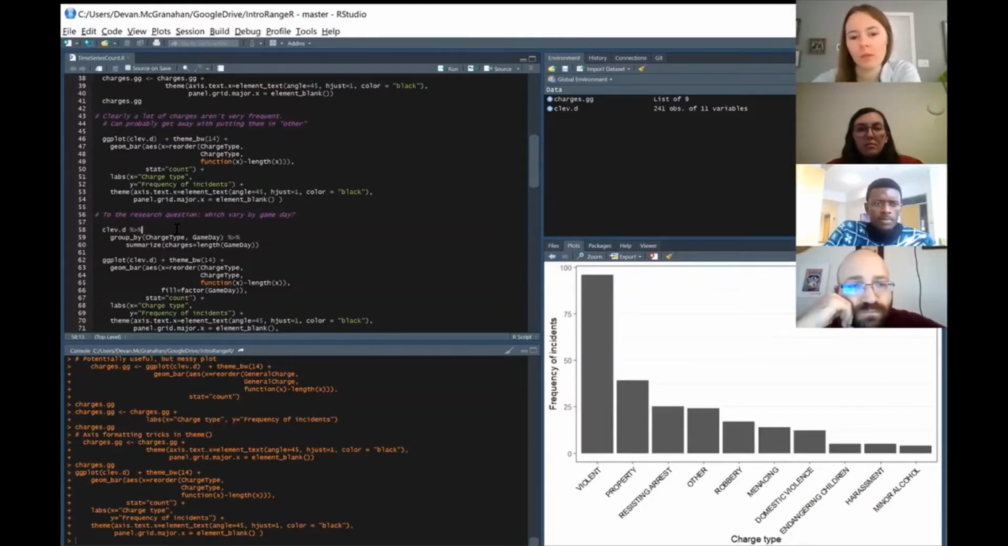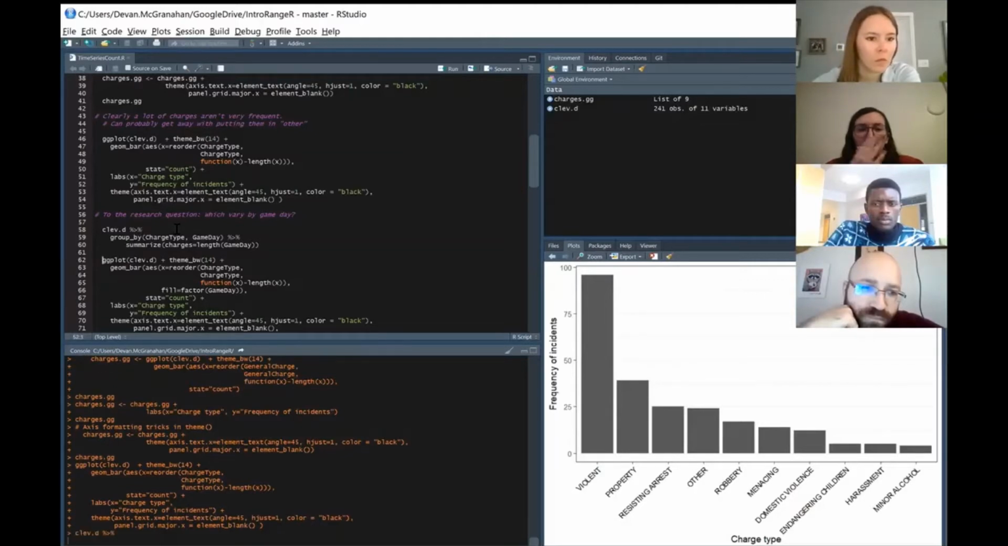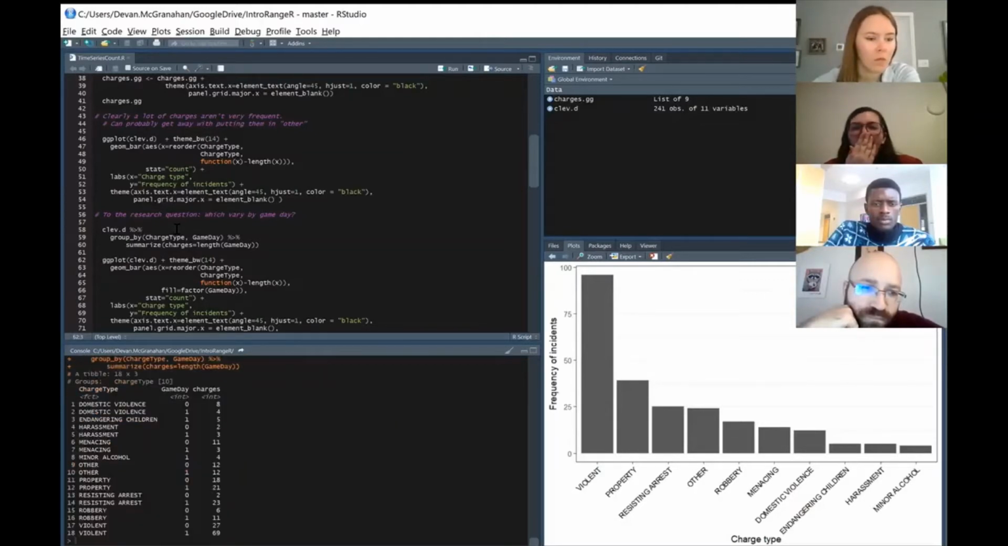Obviously, if we want to see how these go by game day, we want to calculate by that. You can see we're just going to group by charge type and game day using the dplyr pipes, pretty straightforward for the skills that we've already used. So you can go in there and you can see that game day for us is just listed as 0 or 1. It either is or it isn't. And you can see the number of charges there. Down charge type, each one of those is of course repeated, except for endangering children.